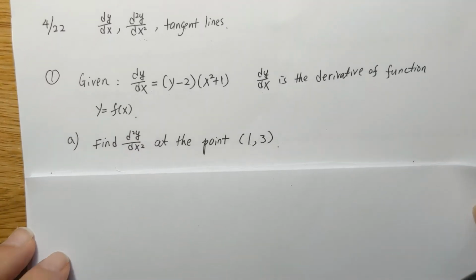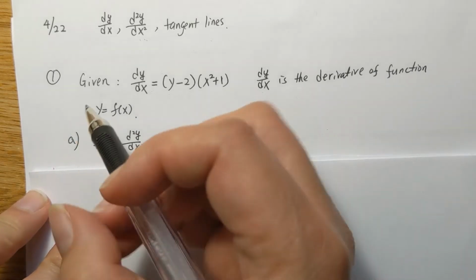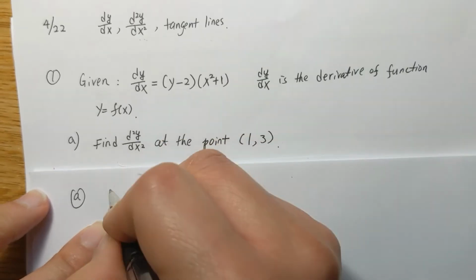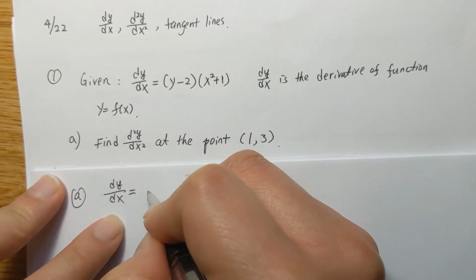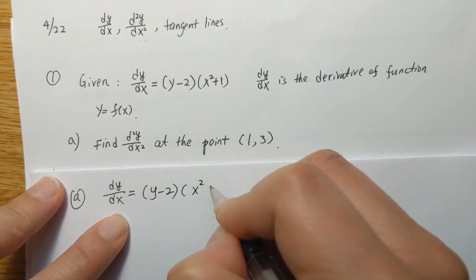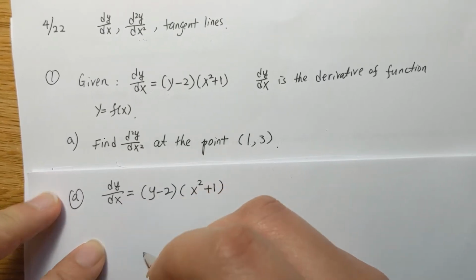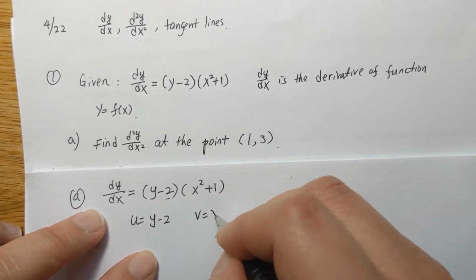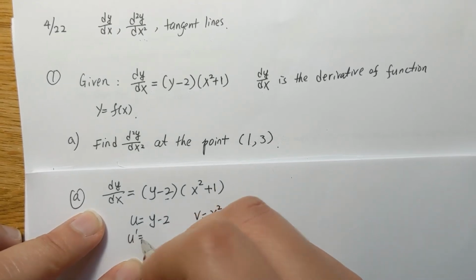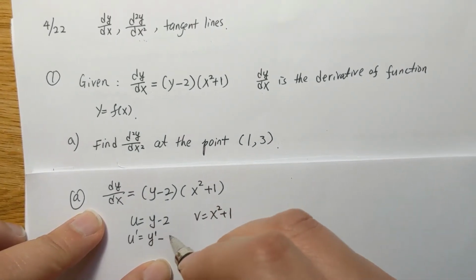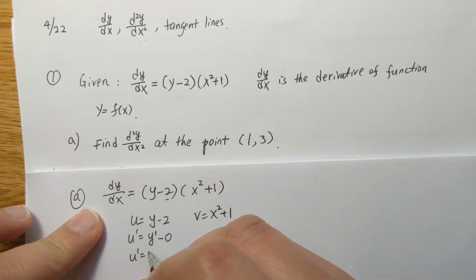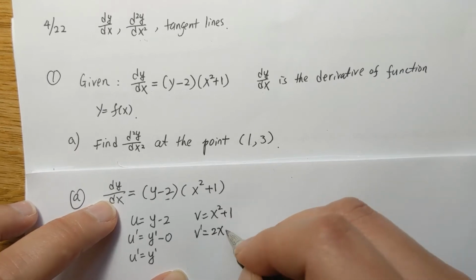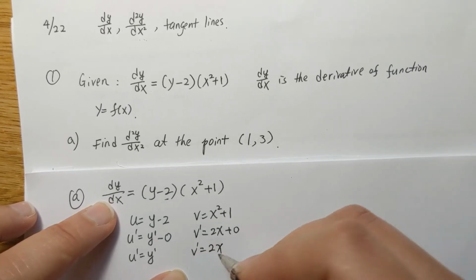So before we find the value, we have to find the second derivative. To refresh our memory, the second derivative is the derivative of the first derivative. So we have to begin with the first derivative, and then we're going to take a derivative of this. This is a product, so we're going to use the product rule. u prime: the derivative of y is always y prime, subtract the derivative of 0, simplify it, so we get y prime. And v prime: the derivative of x squared is 2x, the derivative of 1 is 0, so v prime equals 2x.